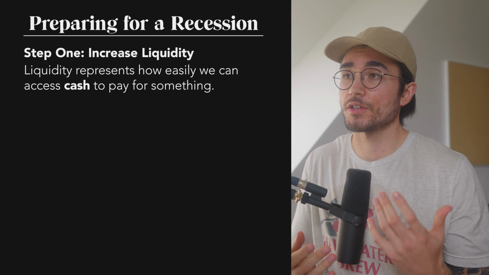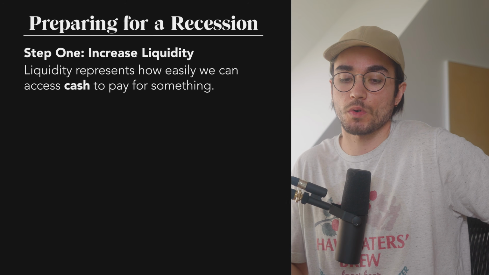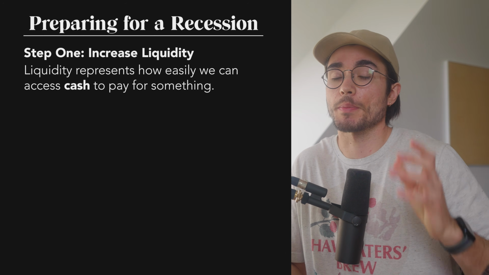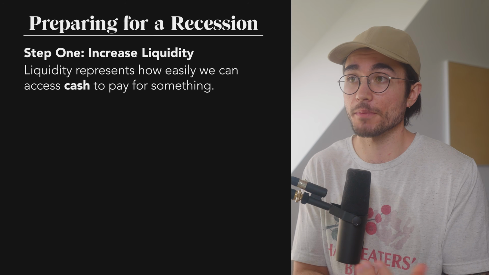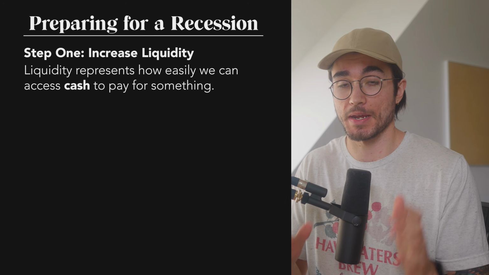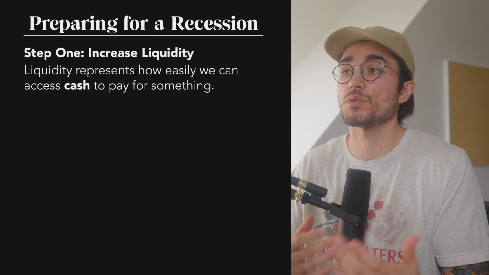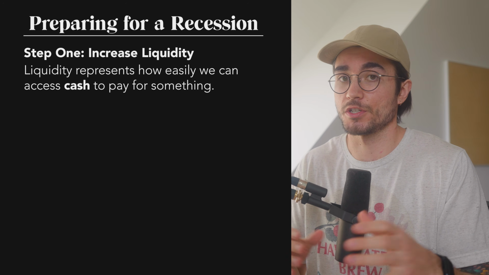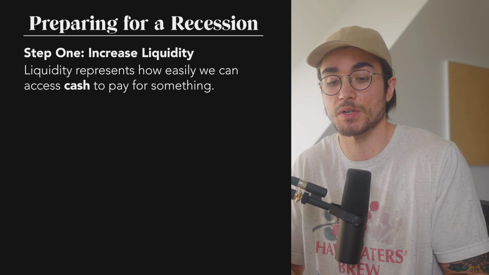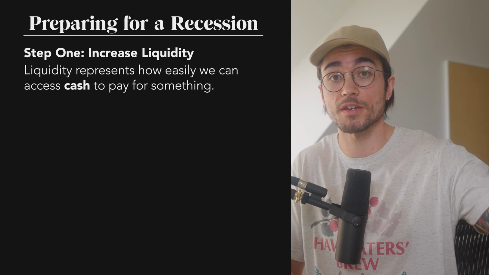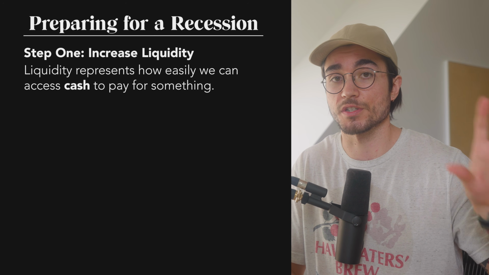So the reason it's a good idea to think about how liquid you are prior to a recession is because the more liquid that you are, the more prepared you will be to handle bad events like a lower income or a lost job. Now, the easiest way to increase your liquidity is to have an emergency fund, which is generally recommended to be 3 to 6 months worth of living expenses. But personally, I go with 1 year's worth of living expenses stashed away in a high interest savings account.